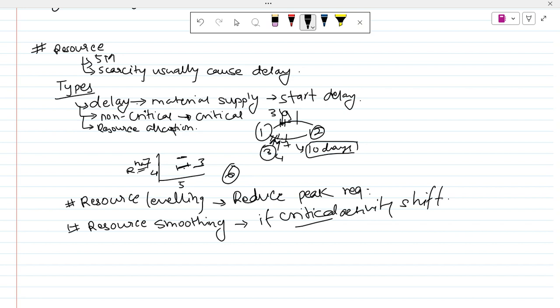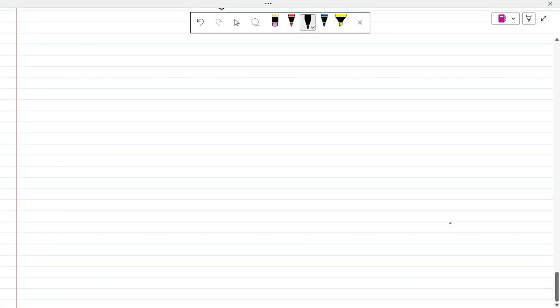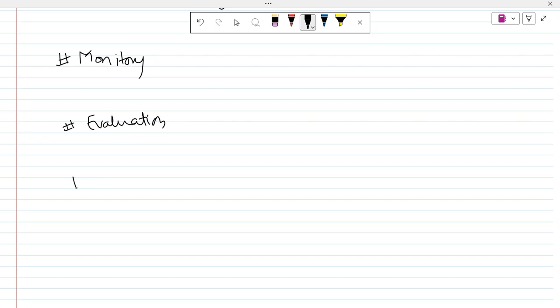Okay, the second part we will study is monitoring, evaluation, and control. This is a very basic and very simple concept. What is monitoring? What is evaluation? And what is control? Project monitoring, project evaluation, project control. What is project monitoring? It is to check performance, whether the project goes in the pre-guided direction or intended direction.